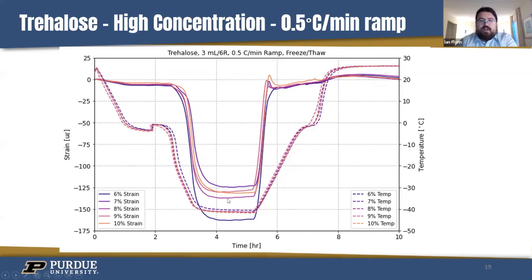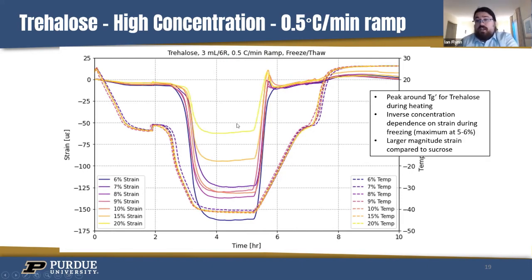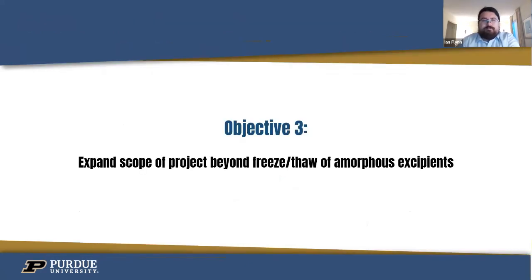There's some kind of odd behavior here where it's not following the trend during this freezing period for 7 to 10%, but this is still somewhat similar to what we saw for sucrose and probably needs to be investigated a little bit further. Then up to 15% and 20%, we really start to see this peak start rising back up, as we saw with sucrose. So again, we're seeing this kind of reversal of the trend for the concentration dependence on strain, and we're seeing these peaks around your glass transition for almost all the formulations.